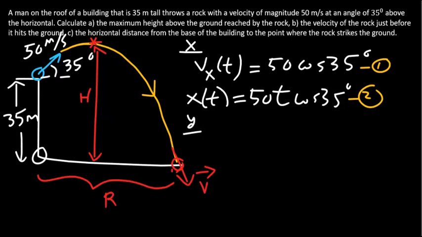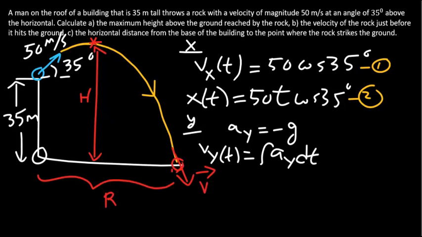Now let's look at equations along the y-axis. We know the acceleration along the y-axis is the acceleration due to gravity, minus g, because our positive y-axis is going that way, and acceleration is that way, therefore the sign is negative there. The y component of the velocity at any time t is given by an integral of ay with respect to time. Because ay is a constant, the minus g can be taken out of that integral, and integration of dt will simply give you t plus an integration constant. You can call it u.